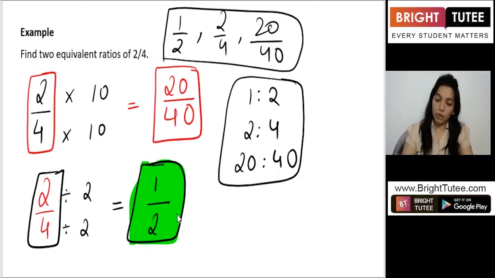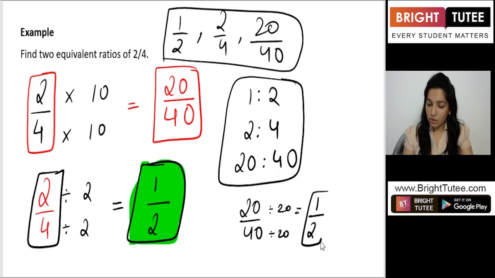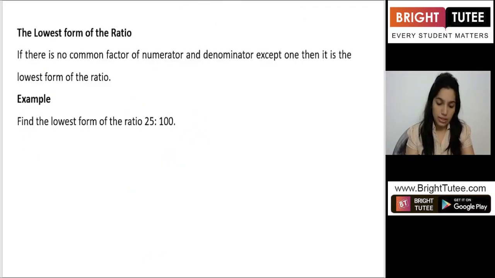However, if we were working with 20 over 40, we can simplify this very easily. It's a big number and it has 20 as a common factor between the numerator and denominator. So if I divide the numerator and denominator by 20, I'll get the answer 1 over 2. Now this number 1 over 2 is the lowest form of the ratio. This is what we are going to learn now, that we have already just discussed.